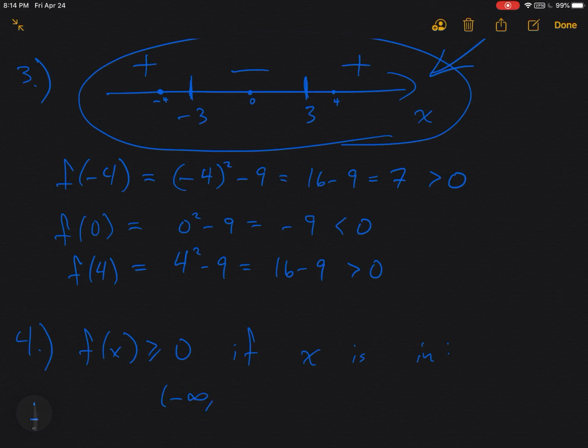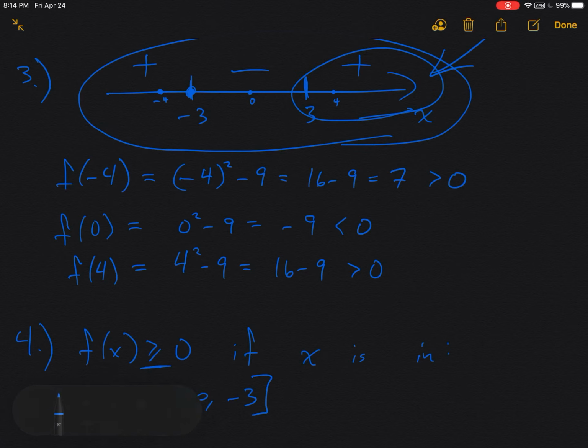So we have positive values from -infinity to -3. Now, because this is a non-strict inequality, I would include the -3 as part of my interval. In other words, I'm okay with the zeros of f being included in this interval because we just wanted this non-strict inequality to be satisfied. So that's one region where f is non-negative.